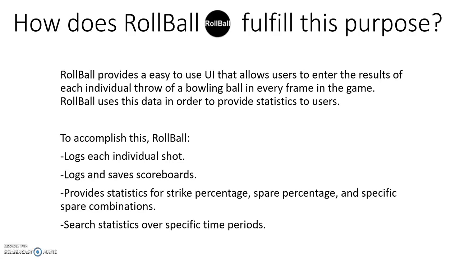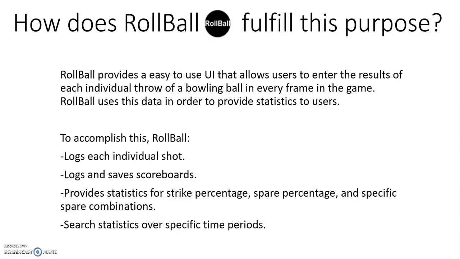So, how does Rollball accomplish this? It provides an easy-to-use user interface that allows users to enter the results of each individual throw of a bowling ball that they throw down the lane for each and every frame in the game. Rollball then uses this data in order to calculate shot statistics, which it provides to the users. So the basic functions of Rollball are that it logs each individual shot.